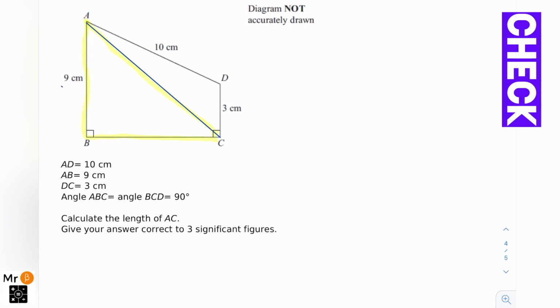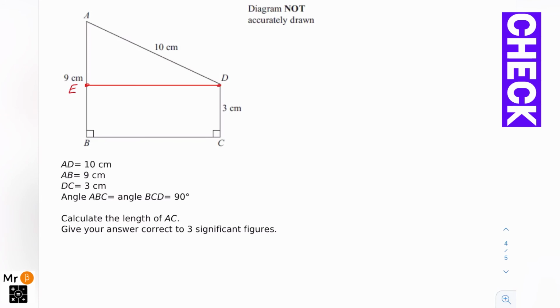We know what our length A is, we don't know what this length B is, and we don't know what this length C is yet. So, in order to work out this missing length C, we need to first of all work out what B is. So to work out what our length BC is, we need to first of all work out what our missing length from D to this new point I've created, E, is.